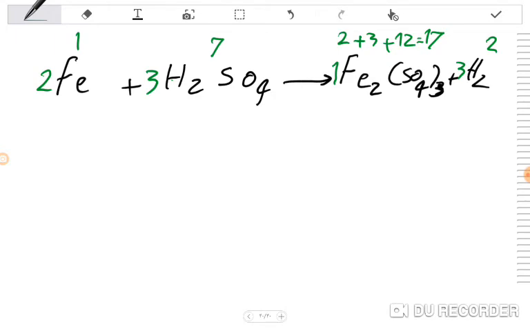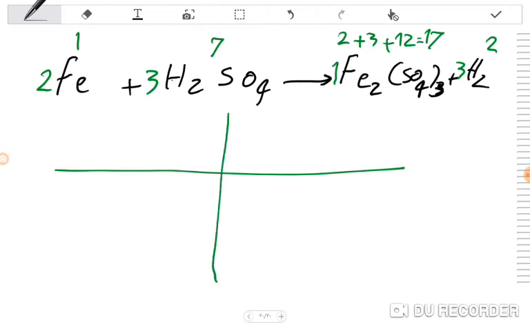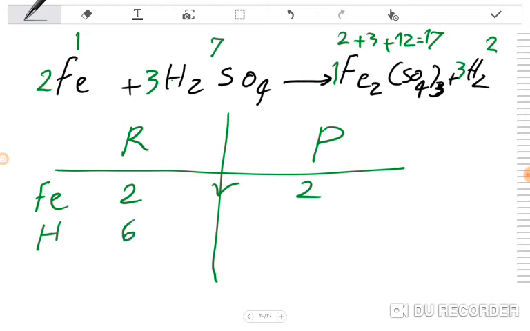We check it again. For Fe, I write a table: reactants and products. Reactants are the left side, products the right side. The number of Fe is 2, and the right side is 2, balanced. Number of hydrogen: 3 times 2 is 6, and 3 times 2 is 6, balanced.